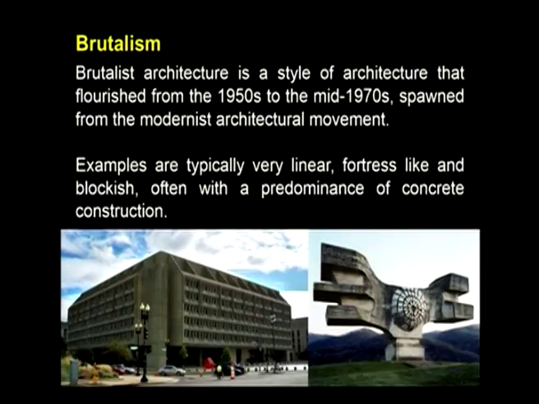They cannot be disassociated. Let us take a quick look at brutalism. This is one of the factions of Team 10. Brutalist architecture is a style of architecture that flourished from the 1950s to the mid 1970s. It spawned from the modernist architectural movement, and we already saw that the typical examples were linear fortress-like blocks which had a predominance of concrete construction.